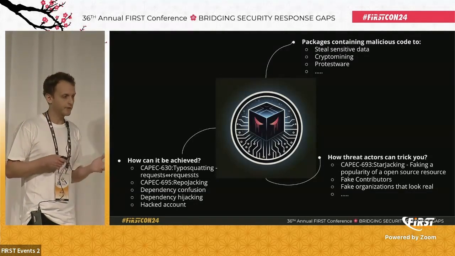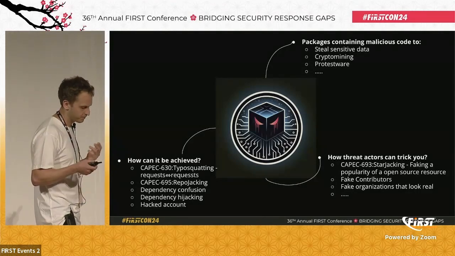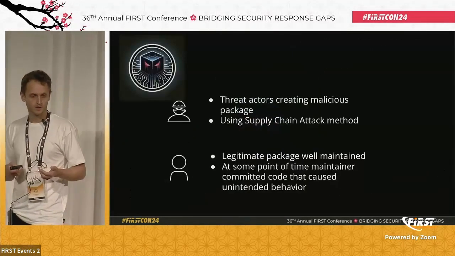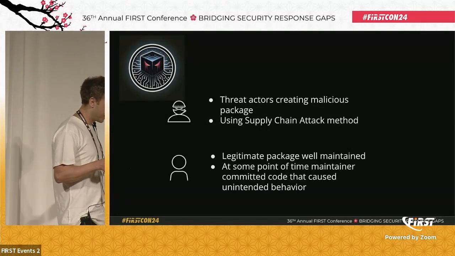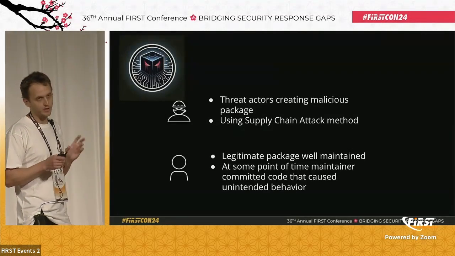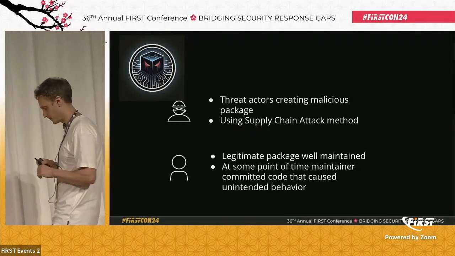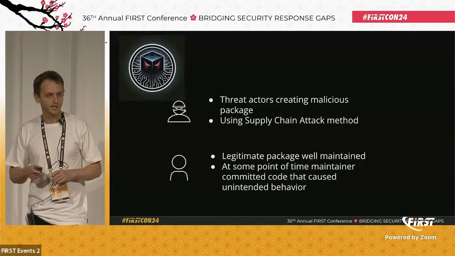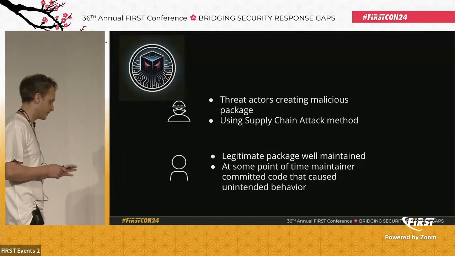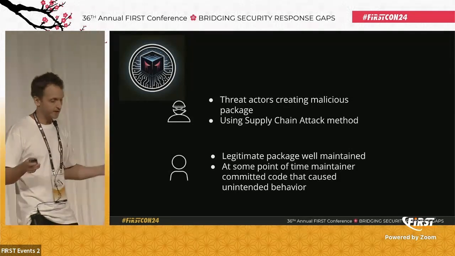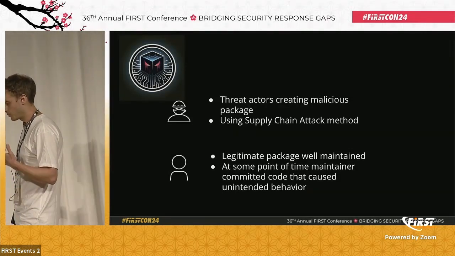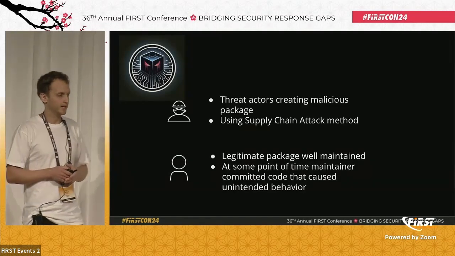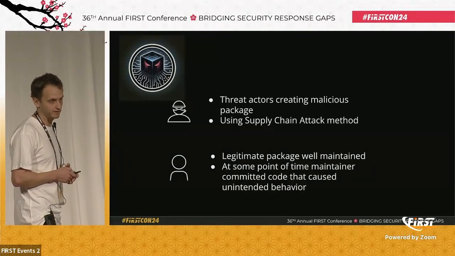They can make fake contributors. They can make fake company names. They can basically do everything, so you will believe in what you see. So we start to get a feeling that we have two situations here. The first one is where threat actors are creating malicious packages and using different types of supply chain attacks to compromise systems. And on the other hand, we have legitimate, well-known, maintained packages with well-respected contributors and maintainers, which at some point in time, due to some commit, now have an unintended behavior.